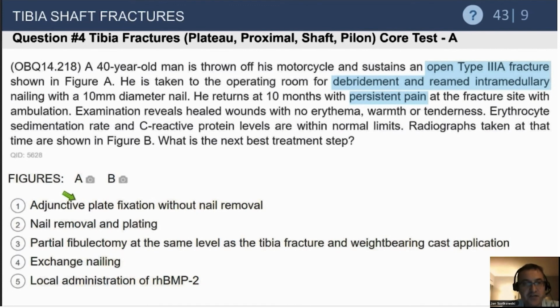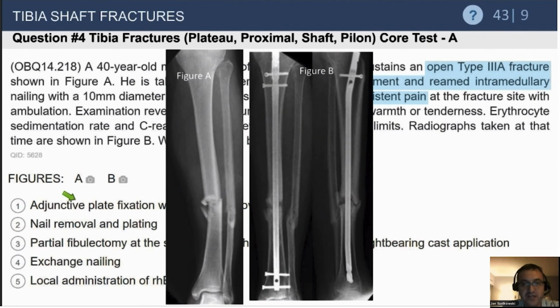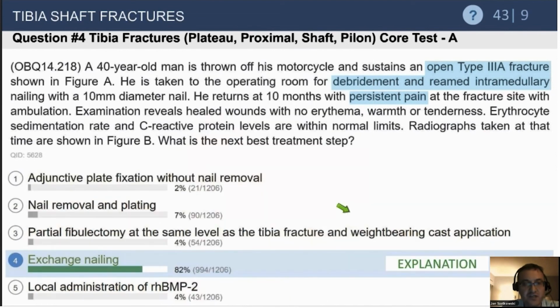So we see in Figures A and B that this is basically a non-union of the tibial shaft. There's some callus here, but see the fracture line is still quite evident. So what's going to be the best treatment at this time? It's going to be exchange IM nailing.